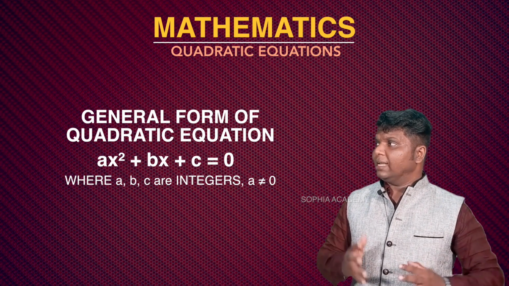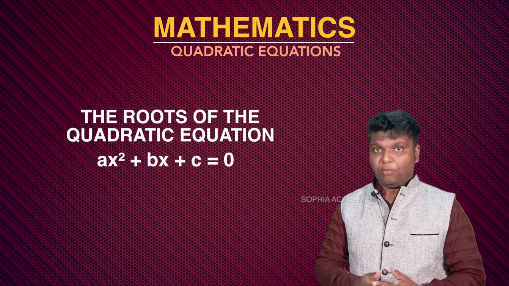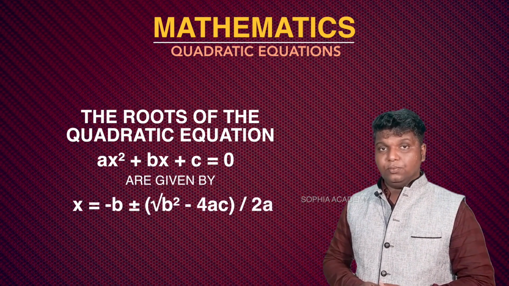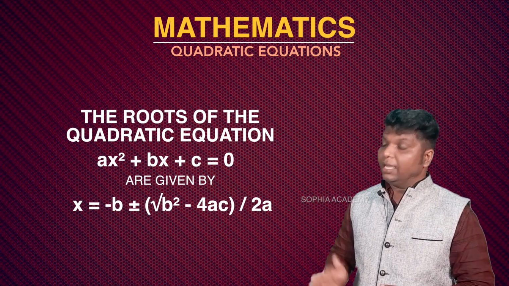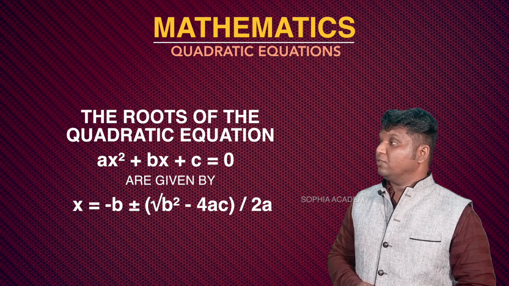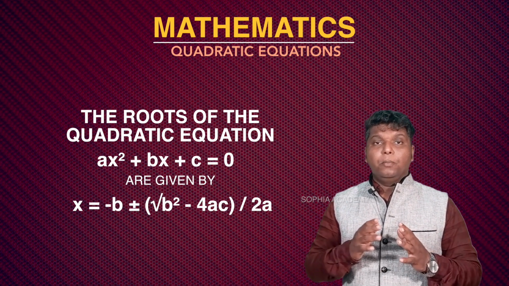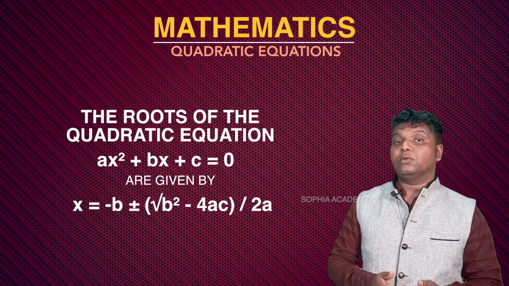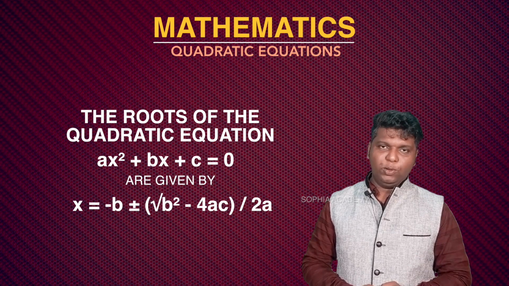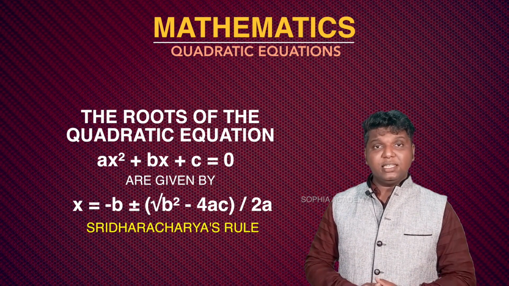Now we formulated an equation like this. You know that to find the roots of a quadratic equation means to solve for x. So x is equal to minus b plus or minus root of b square minus 4ac, the whole divided by 2a. This is what we call the quadratic formula, and it is also called the Sridharacharya rule. In general we will say it is called the quadratic formula.